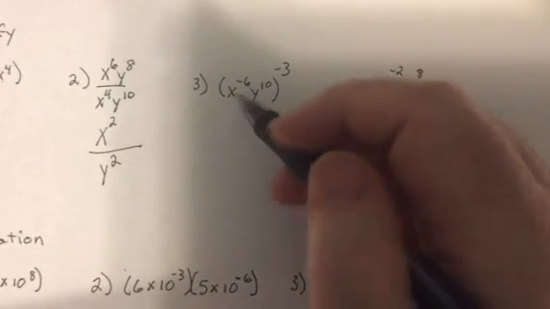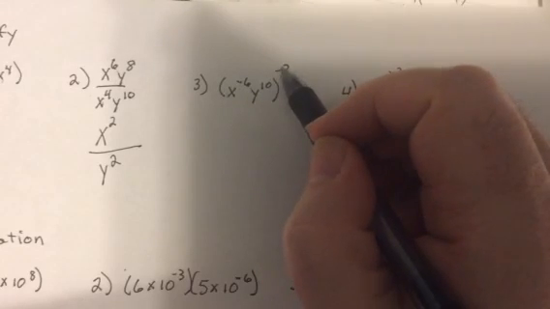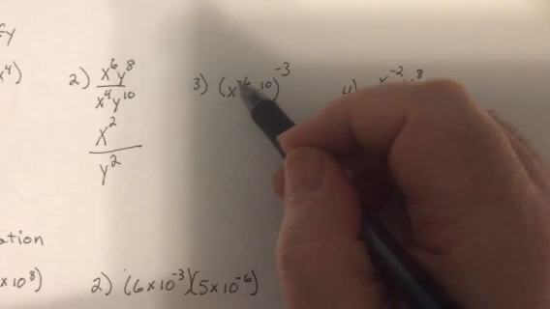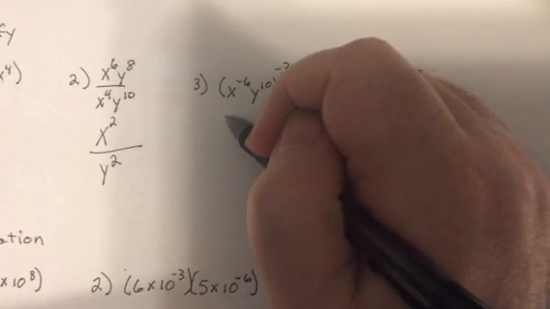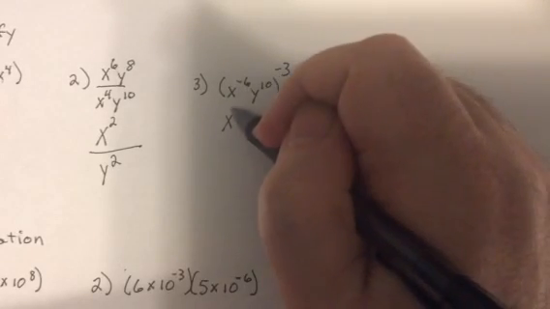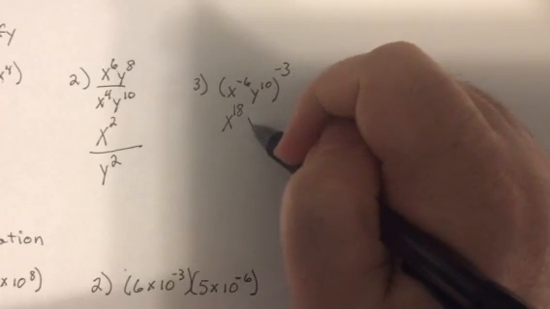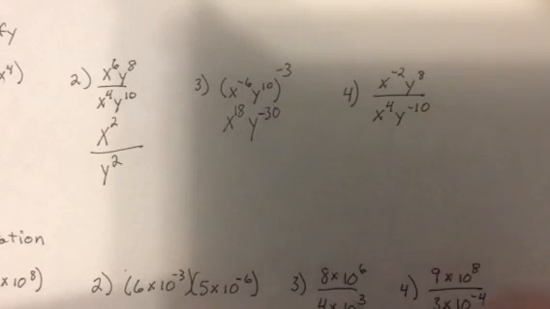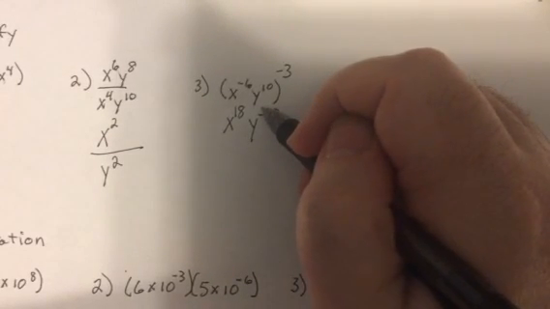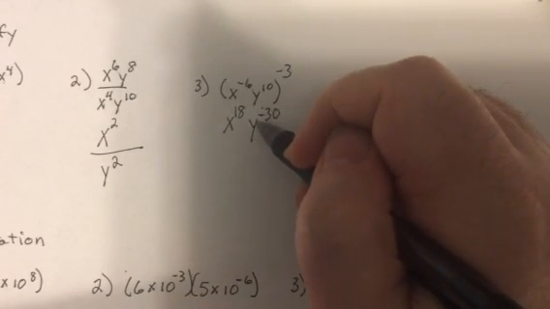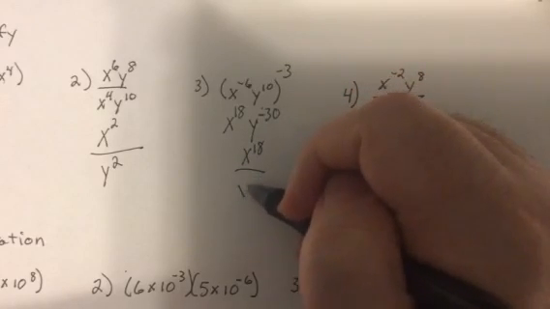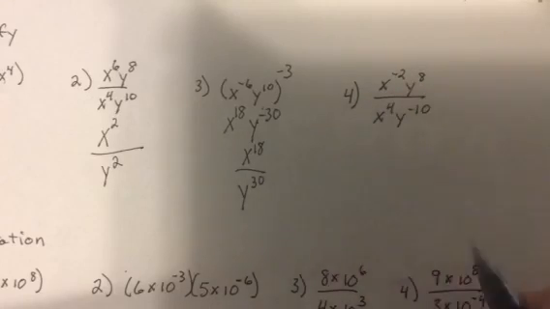This one, when you have a product raised to a power, you raise both to that power. And whenever you have a base to a power to another power, you multiply. So negative 6 times negative 3 is 18. This would be y to the negative 30. But a negative power says move me. So I'm going to move this one on down. So it'd be x to the 18th over y to the 30th.